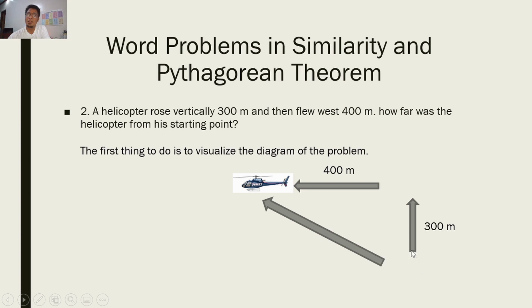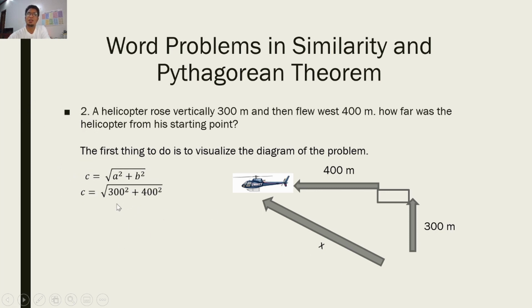Now, we have to understand, dahil vertical ito, tapos west, meron po tayong right triangle. Ayan. Kung papansinin natin, ito yung right angle. This is the opposite side, which is the hypotenuse. And the two sides that form the right angle are called the legs. So, ayan. Hypotenuse yung nawawala.